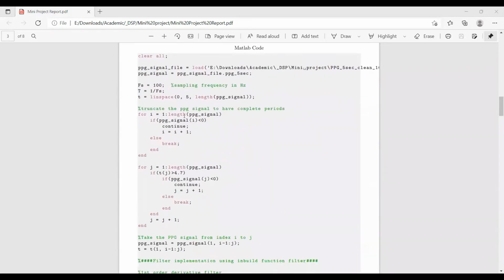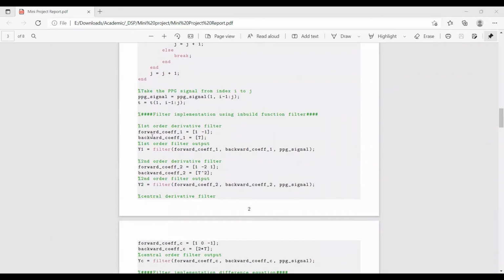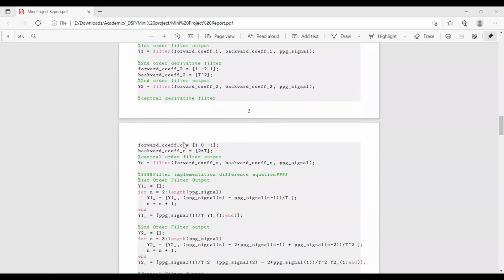In the starting, I have truncated the given PPG signal to get the perfect complete periods. So I have found the index from where to cut the PPG signal, and then got the perfect period PPG signal. Then using this PPG signal and the feed forward coefficients for the first order derivative, which are 1 and minus 1, and feed backward coefficient T, using the inbuilt command filter we can get the output for the first order derivative filter. Similarly we can find the output for the second order derivative filter and central derivative filter. This was from the inbuilt command filter, which will be used to cross check our output.